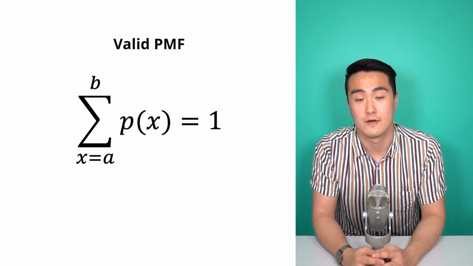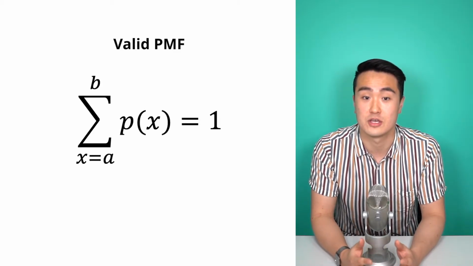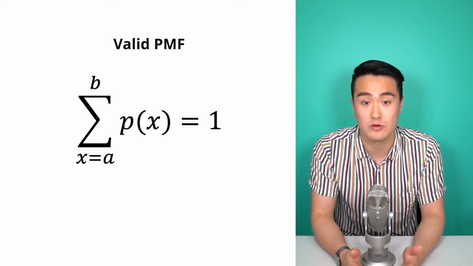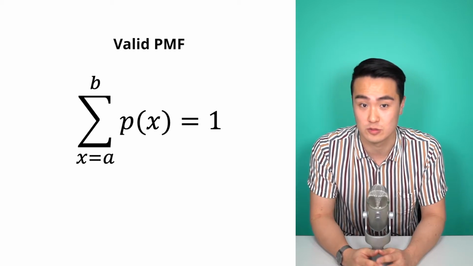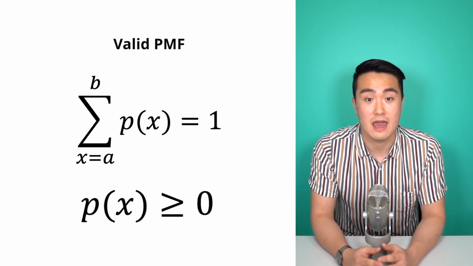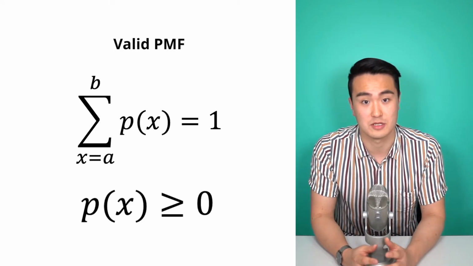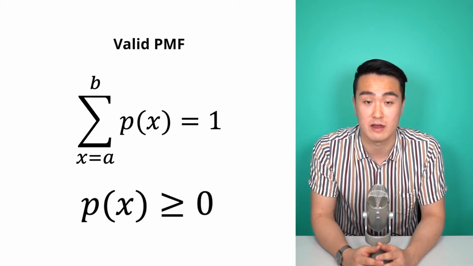Now, a classic question is to prove that a certain probability distribution is a valid PMF. To answer this, we just need to satisfy two conditions. Firstly, it needs to satisfy the total probability condition, so prove that the sum of the PMF is equal to 1. Secondly, every probability needs to be positive, so prove that the PMF is always greater than or equal to 0.